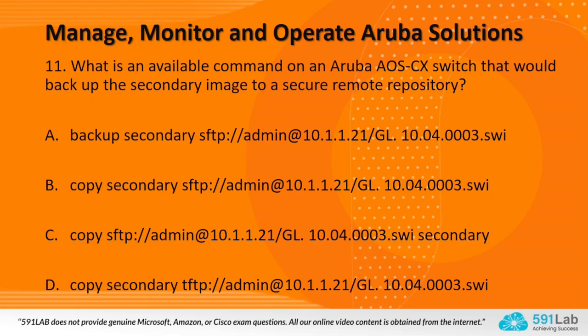Option C, copy SFTP colon admin, file name and secondary keyword at the end. That is wrong. The secondary keyword should be after the copy command. So copy secondary should be there. So option C is wrong. Option D, copy secondary TFTP colon / admin. There is no username required for TFTP. The IP address of the remote TFTP server is required and the file name, but there is no username required. So option D is wrong. So the correct answer is option B.